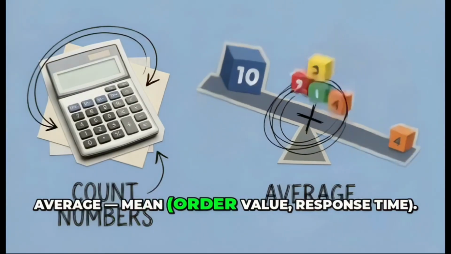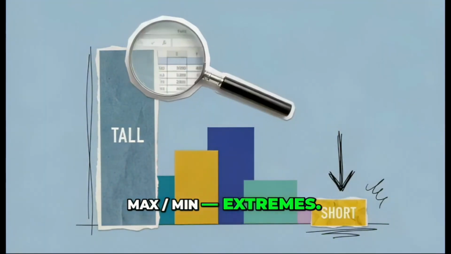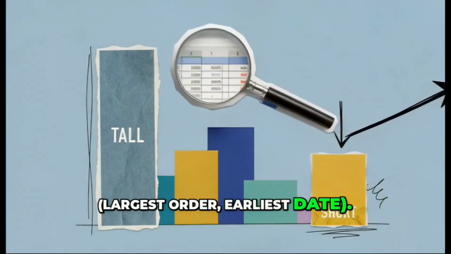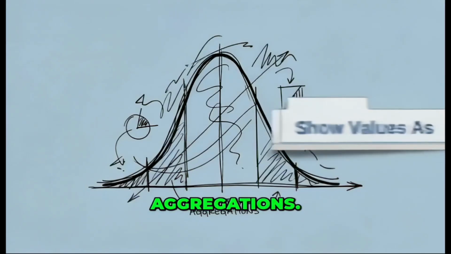Average, mean order value, response time. Max and min, extremes: largest order, earliest date. Product, STDEV, VAR, statistical aggregations.